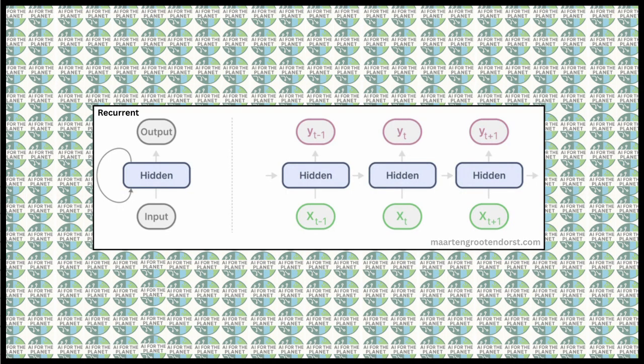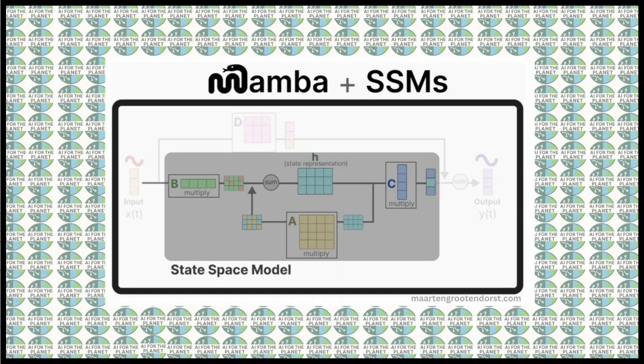But this paper builds on recent advances in state space models, which are a form of recurrent network, wherein representations are updated over time steps. Specifically, this paper uses the Mamba architecture.